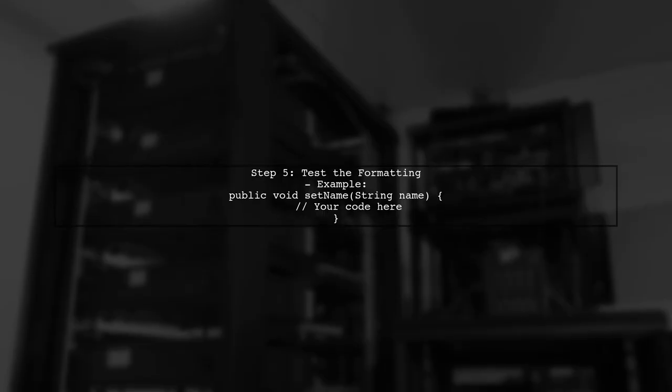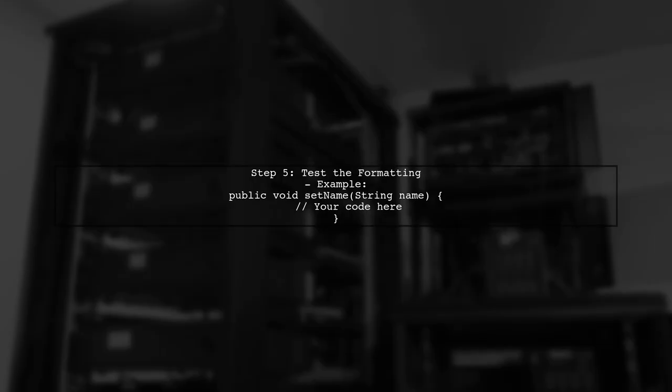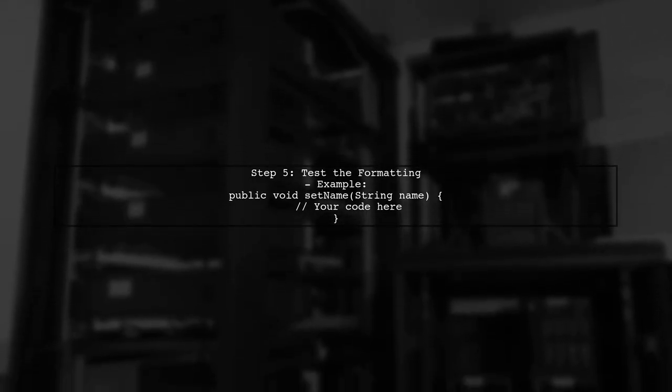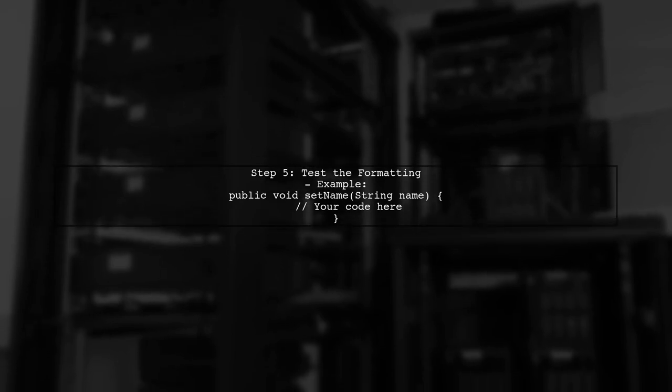After making these changes, click Apply and then OK to save your settings. Now, whenever you format your code, it will automatically add a space. Finally, test it out by creating a new method. You should see the space added automatically between the closing parentheses and the opening brace.